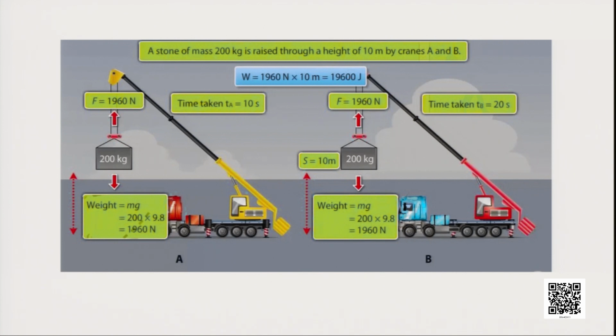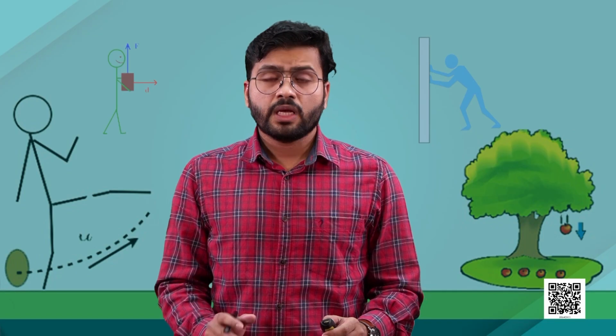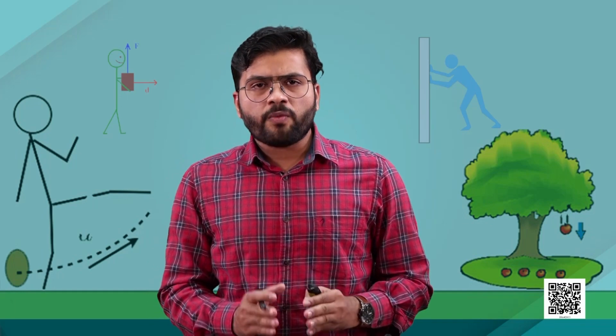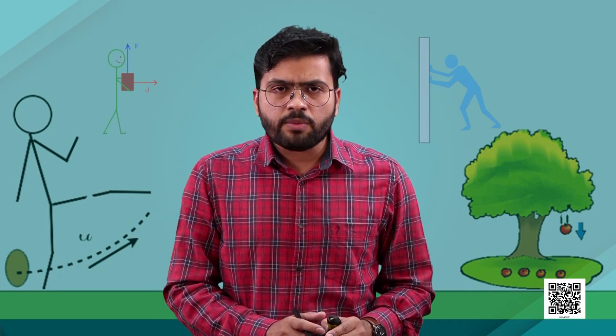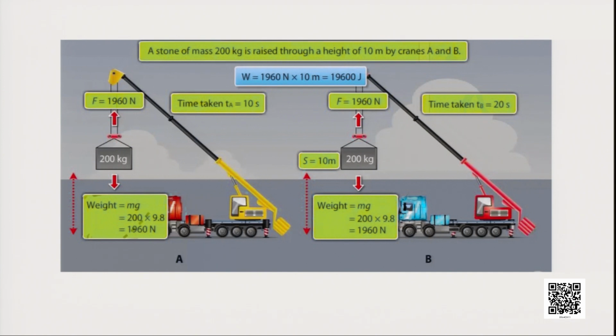If you substitute these values in the formula, you can see both cranes are doing the same amount of work, that is 19600 joule. Now the question is, to perform the same work, one takes 10 seconds and another takes 20 seconds. So are they performing at the same rate? The answer is no. Crane A does the same work at a faster rate, which takes less time, whereas crane B completes that work in 20 seconds, that means much slower than the first.